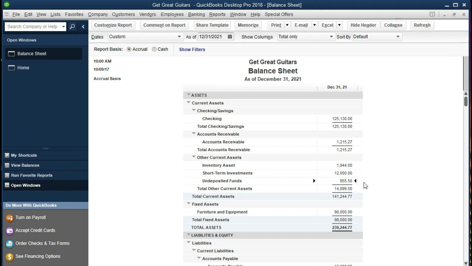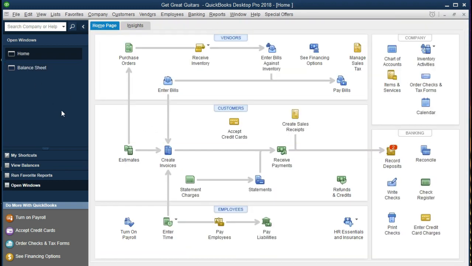This 955.50 is what now we need to move to the checking account when we deposit it. We're probably going to deposit it at one time because we're going to go to the bank at the end of the day and make all deposits at the end of the day, grouping the deposits at that point in time in the same format. They will be grouped on the bank statement, thereby making our bank reconciliation an easier process. So we're going to go back to the Home tab and do that next step. That next step being the recording of deposits.